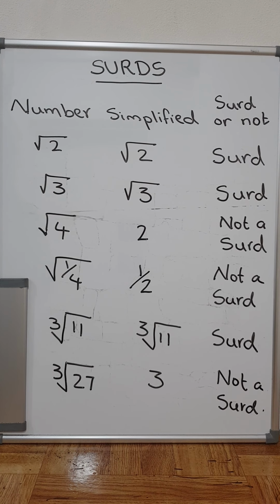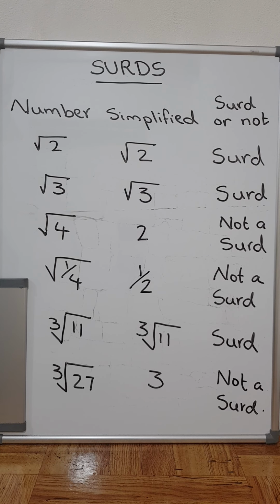Surds. When we can't simplify a number to remove a square root, cube root, etc., then it is a surd. Here you see square root of 2. We can't simplify it, so it's a surd. Square root of 3. We cannot simplify it further, so it's a surd.